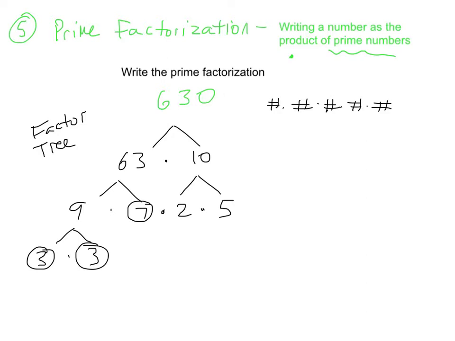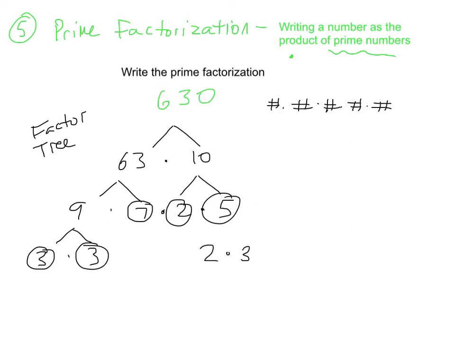Now, what do we notice about these two numbers here? Well, they're both prime. I can't rewrite 2 as the multiplication of 2 other numbers, so I'm done with it. I also can't rewrite 5 as the multiplication of 2 other whole numbers, so I'm done with it as well. So what do I have here? Well, I actually have my prime factorization. And if I'm going to write the prime factorization of 630, I'm going to rewrite all these circled numbers in numerical order.